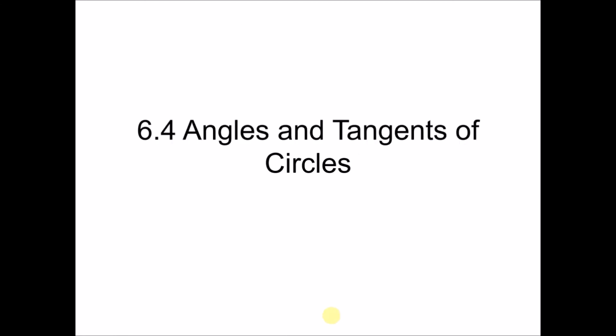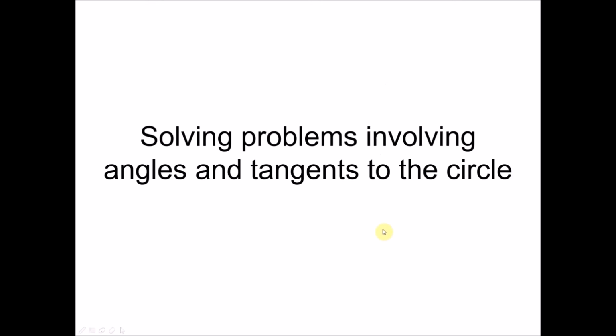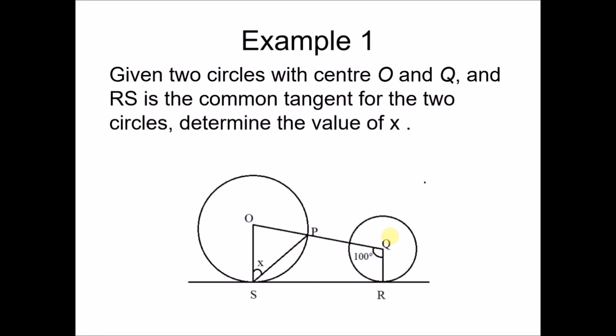Angles and tangents of the circles. So now we go to the last part of this chapter, which is solving problems involving everything you learn, angles and tangents. Now we go to example number 1 here. You have two circles with center O and Q. RS is the common tangent for the two circles. Determine the value of x.